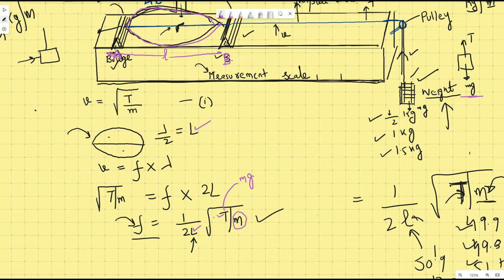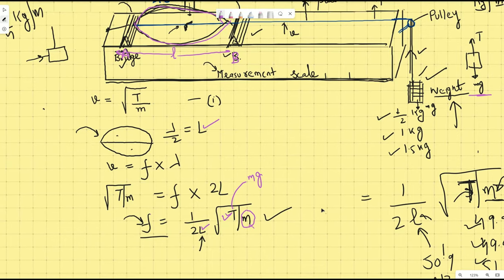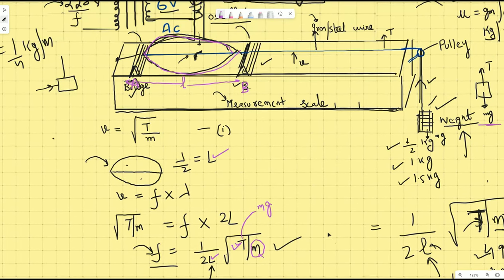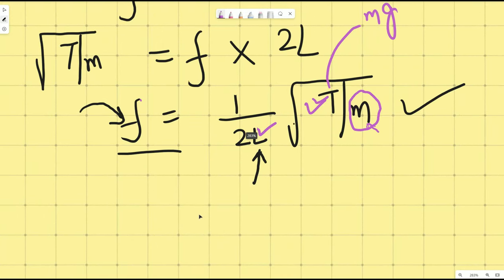If you keep tension in the string constant, right, fixed, and the mass is also constant, this is the expression you will get in the string for the frequency of the stationary wave that gets generated. So the frequency of the stationary wave that gets generated is this. Okay, I hope this expression is clear. We are not talking about AC signal frequency. We are talking about frequency of the standing wave which is generated. I hope this is clear, that we are not talking about the frequency of the AC voltage right now.